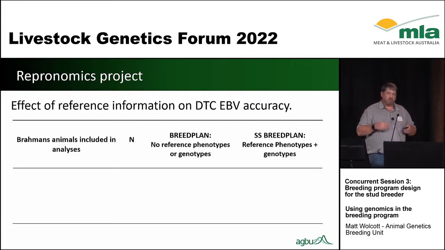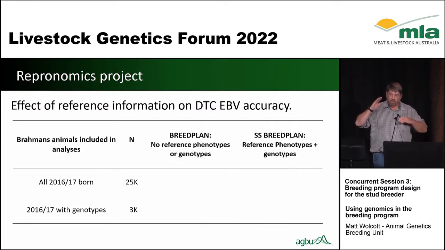And just to demonstrate the consequences of that, what can be achieved, this little table subsets the Brahman population and gives us essentially the pre and post single step accuracies for days to calving EBVs. At the time that this analysis was done, the sensible group to take was 2016-17 born animals, and we just pulled out those that had a genotype, which is about 3,000 of those, to contrast how that information was impacting the accuracy of their breeding values.